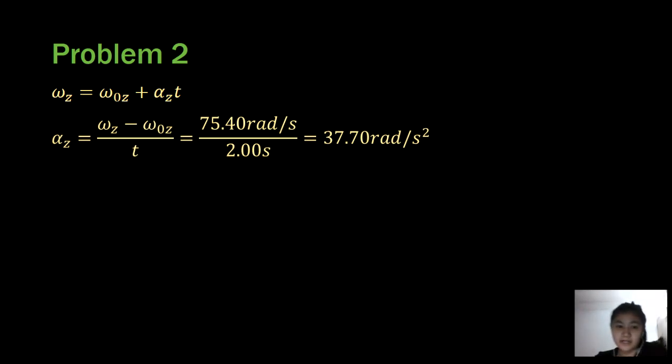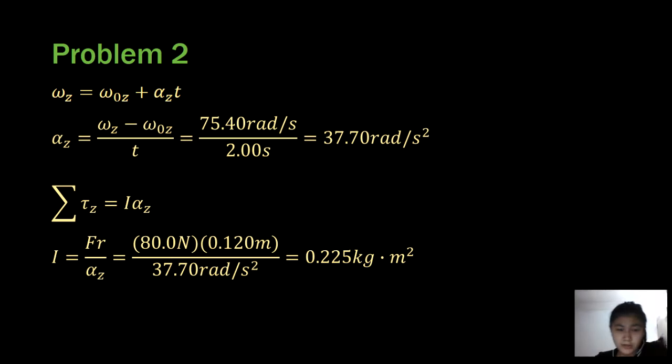So that's the acceleration. Then for the inertia, we use the formula that the torque is equal to inertia times alpha z. We know that torque is force times radius. So with a little bit of algebra, inertia equals F times R, or torque, over alpha z. We plug in the values: 80 newtons times 0.120 meters over 37.70 radians per second squared. We would get 0.225 kilograms times meter squared. So that's for problem 2.